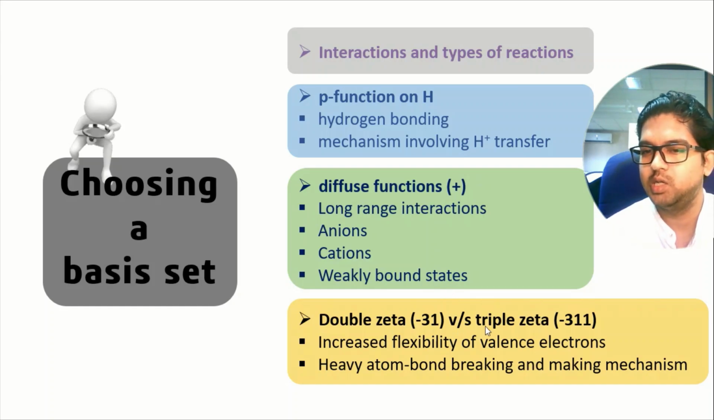Now, double zeta and triple zeta, what are they used for? These generally increase the flexibility of the valence electrons so that your accuracy will increase. At the same time, it will be very costly also. For heavy atoms and bond breaking and making mechanisms, in those cases we generally use double zeta and triple zeta basis sets.